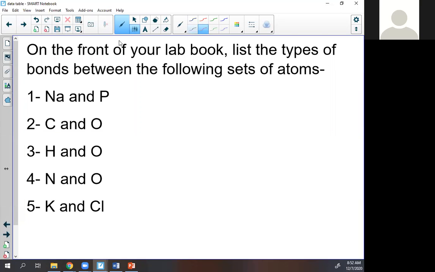Okay, so on page 6 of your lab book, list the type of bonds between the following sets of atoms. So Na and P, C and O, H and O, N and O, K and Cl.